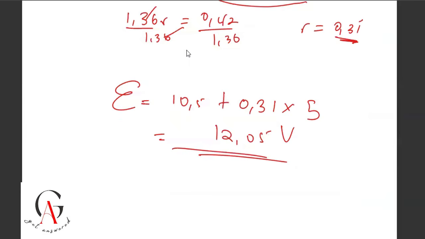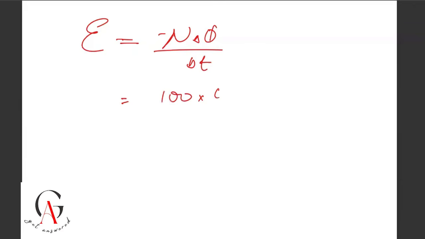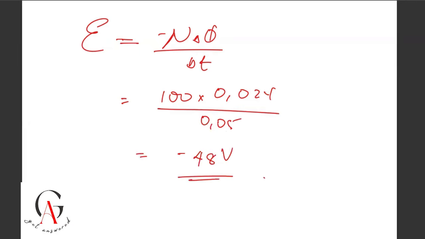And they want us to get the average induced EMF for the entire coil during this time. So just substitute into the formula. We know that EMF is N multiplied by the change in flux over the delta T. So that's going to be 100 multiplied by our answer, which is a negative 0,024, over the time 0,05. This is going to give me a negative 48 volts, or just a positive 48 volts.